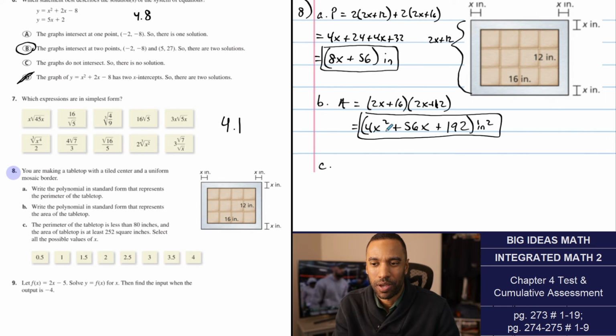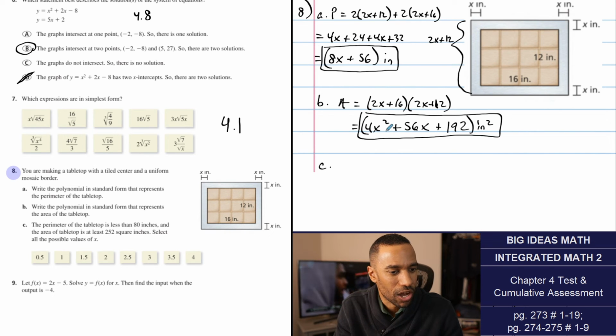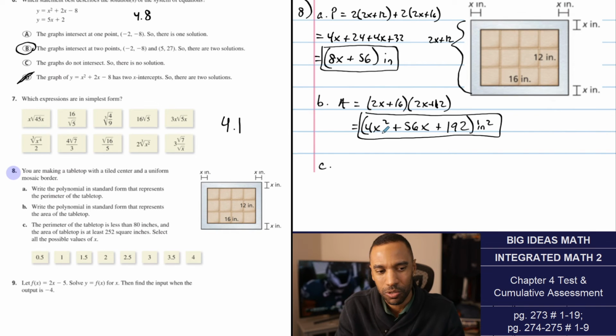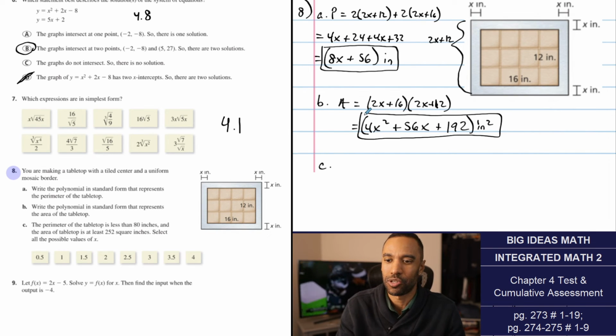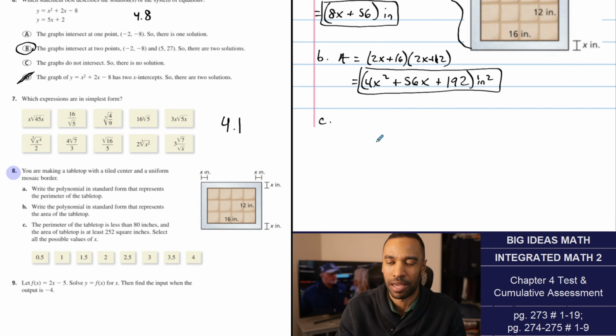I'm trying to think of the best way I want to go about doing this. Should I solve or something? 252. Does that have a solution thing with it? Okay, I'm going to do this algebraically. I'm not going to plug and chug. It's going to take forever.